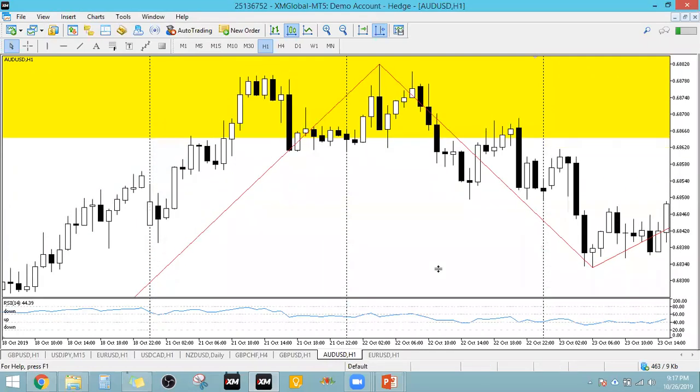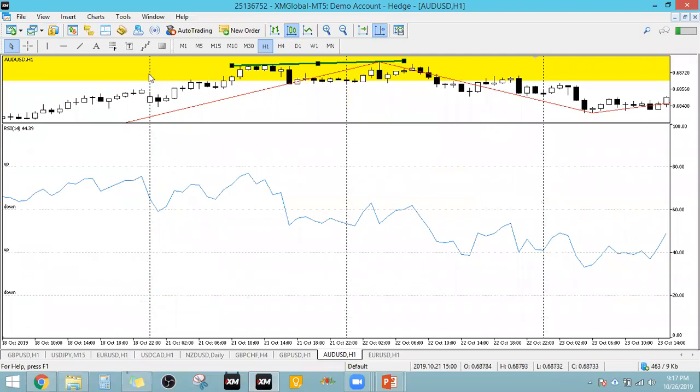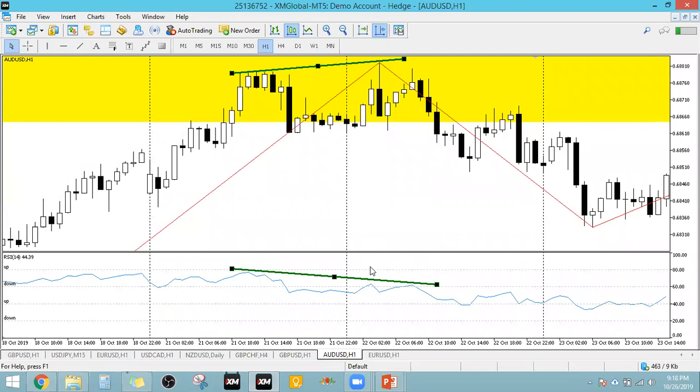Okay. So clearly, the price is showing you higher highs. Di ba? Linis, oh. Higher highs yung price. Now, your indicator is showing you lower highs. Kita nyo?